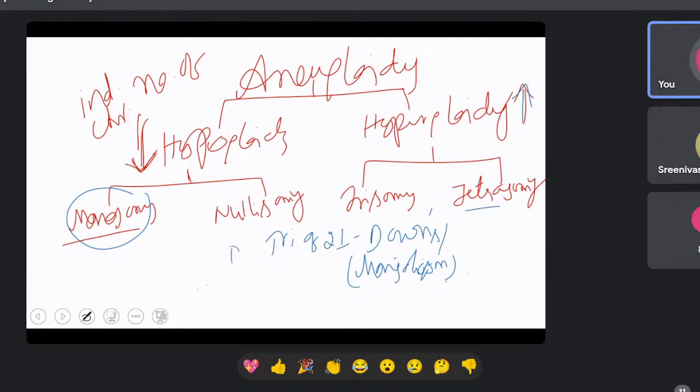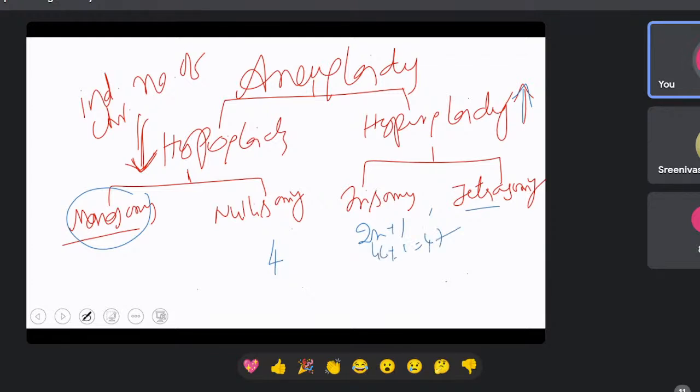Here, all 23 pairs are said to be normal, 2 only. The 21st is represented 3 times. Trisomy of 21. Okay. And what is the karyotype of Down syndrome? How are we going to distinguish? 2n plus 1, 46 plus 1. We have a total of 47 chromosomes here.